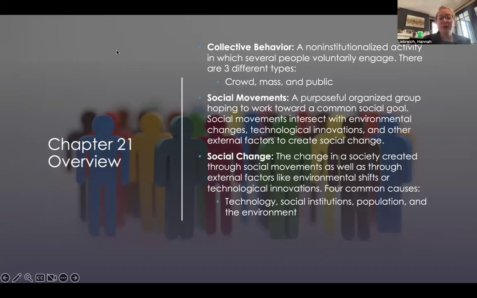And then social change is the change in a society created through the social movements, as well as through external factors like environmental shifts or technological innovations. And there are four common causes: technology, social institutions, population, and the environment. And so you can start to see how social movements and social change go hand in hand to create change in our society. Now, technology is easy for us to think about.